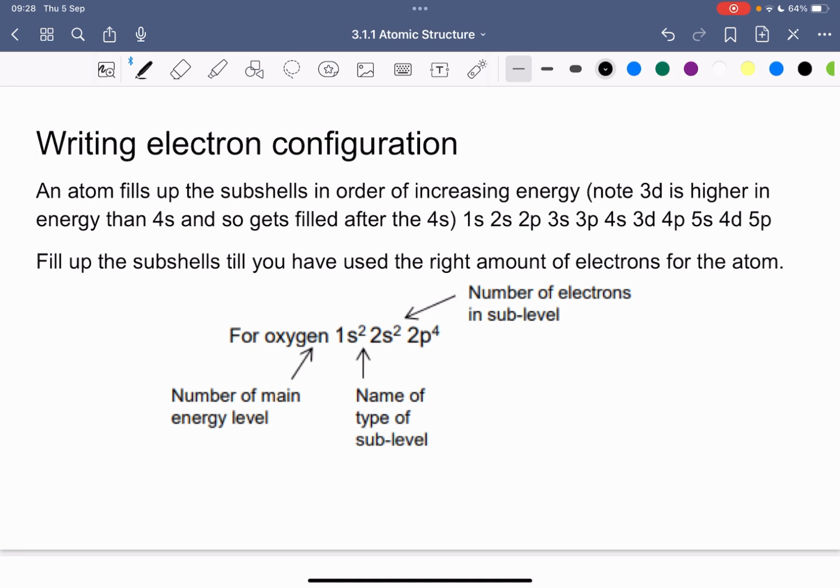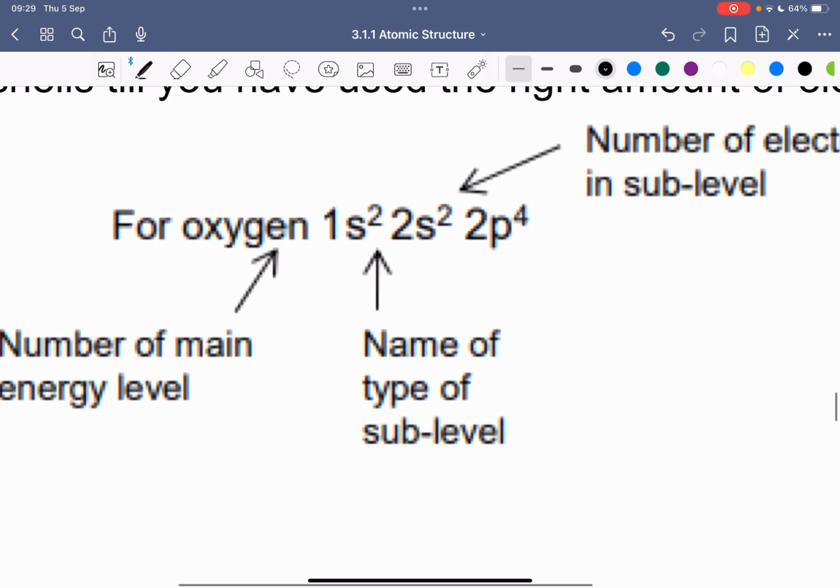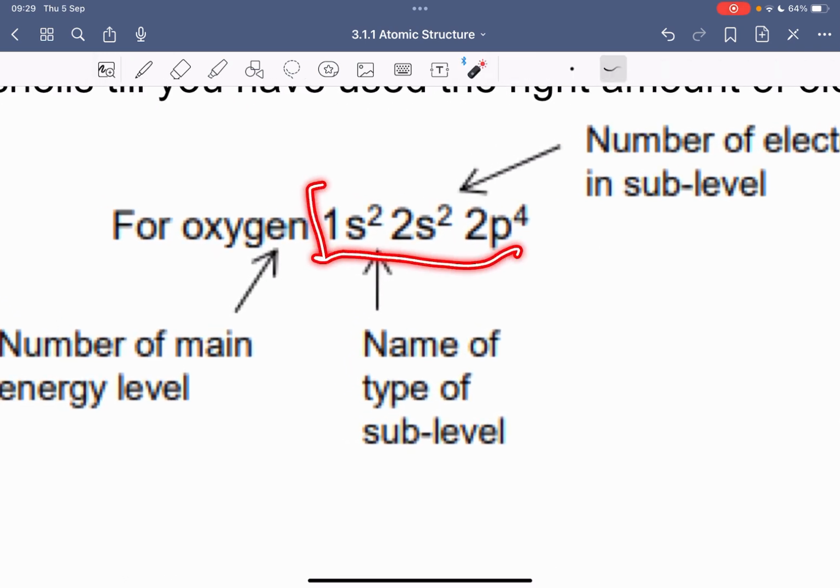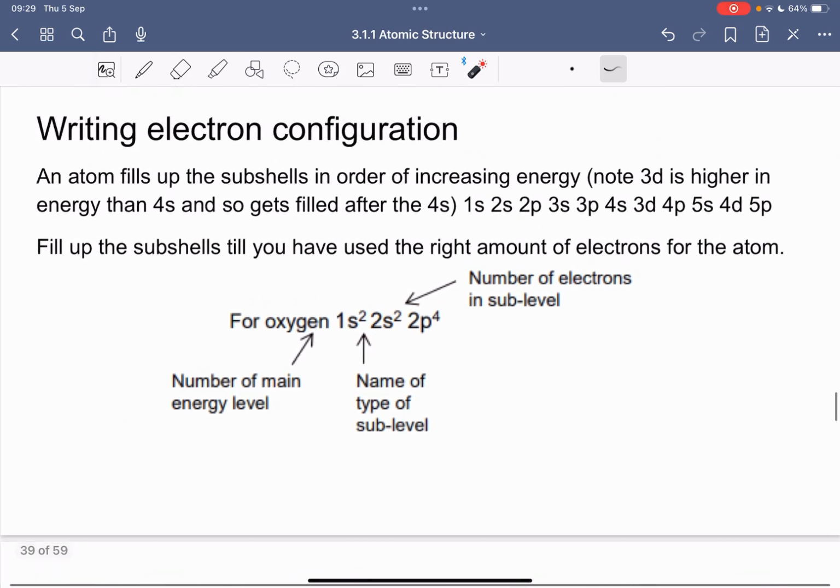At GCSE, the way you wrote electron configuration was something like this. Technically, that's not wrong, but it doesn't give any information on how many electrons are in each subshell. So at A-level, you tend to write it more like this, down here. I'm going to explain how that works.